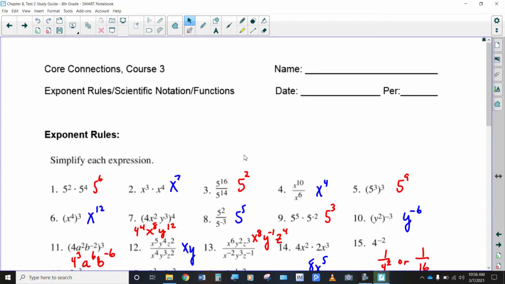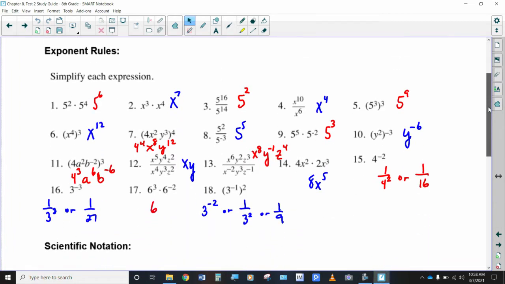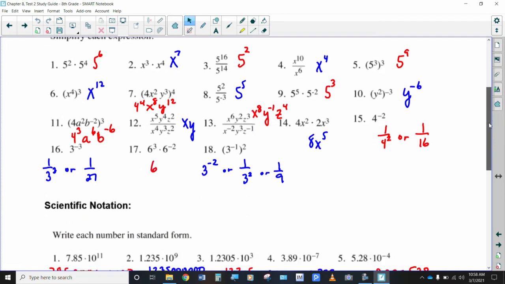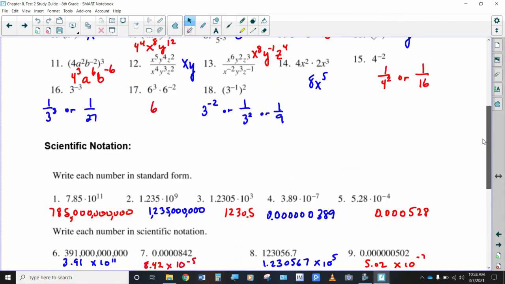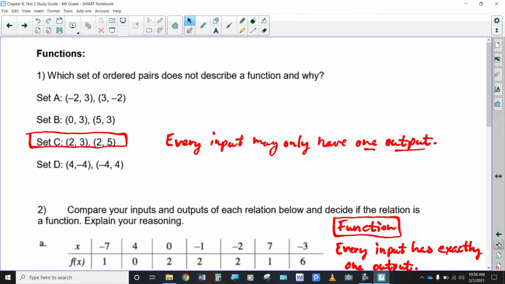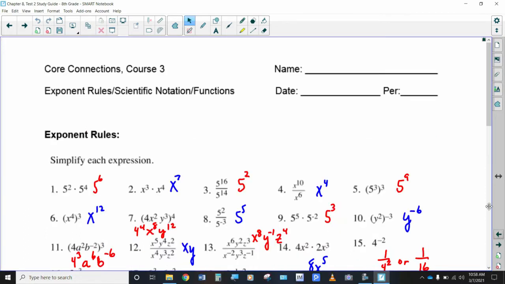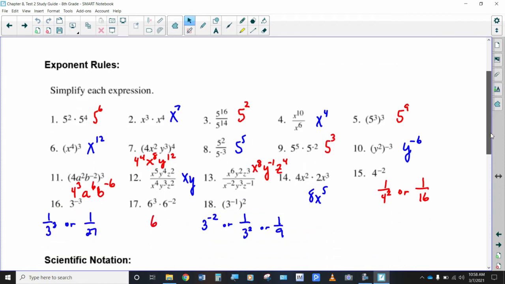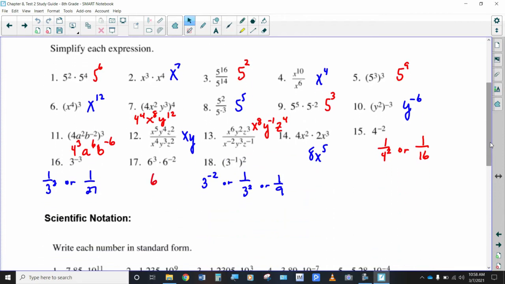Alrighty, let's take a look at our study guide in preparation for Chapter 8, Test Number 2. This is going to be all about exponent rules and scientific notation. And on the back side, we've got some function information to focus on. So let's start with the exponent rules. Here you get to see all of the answers. I am absolutely not going to work out all of these, but I will work out some of the basics.